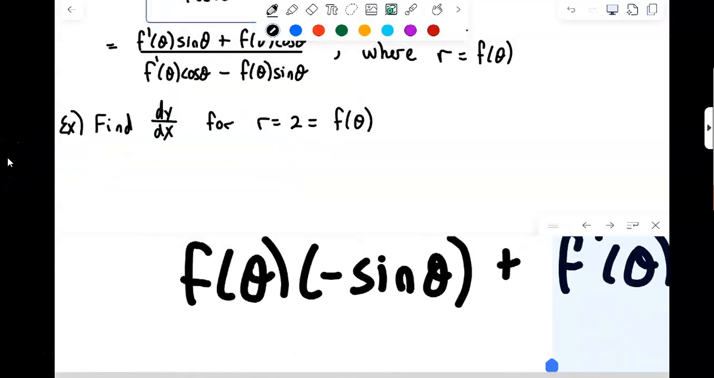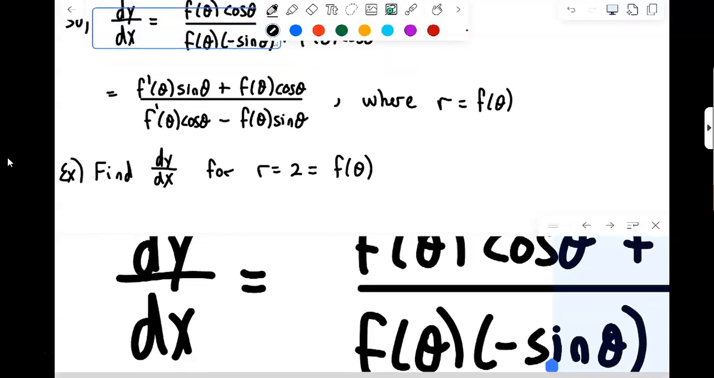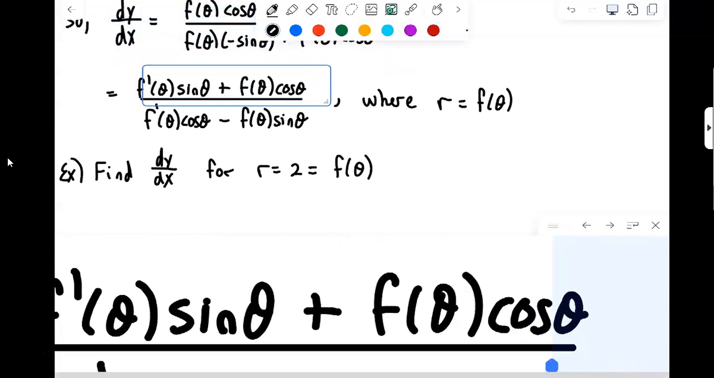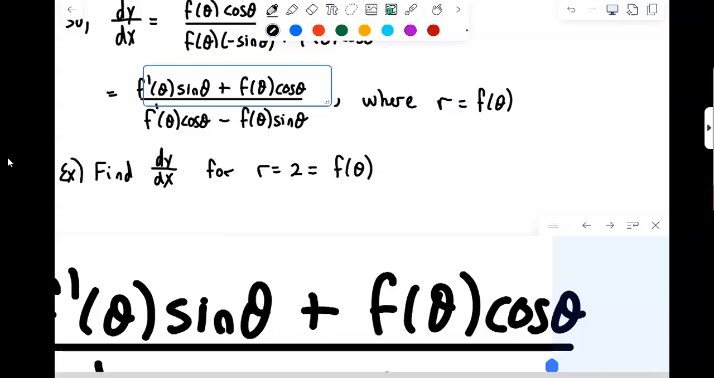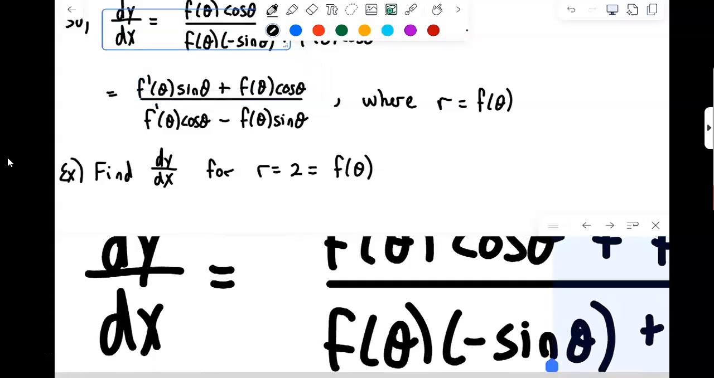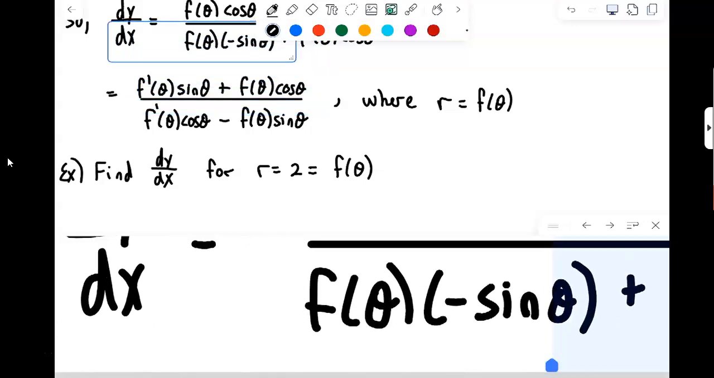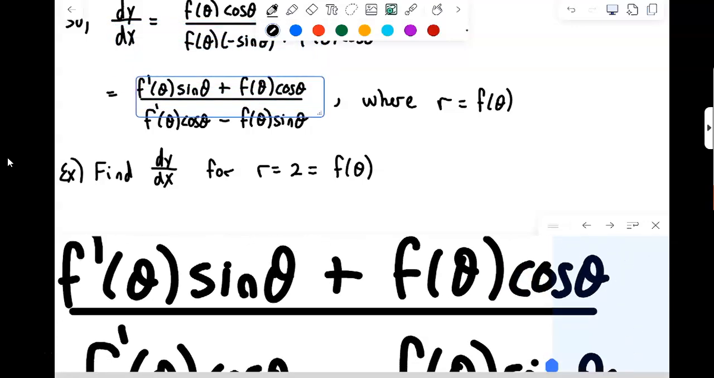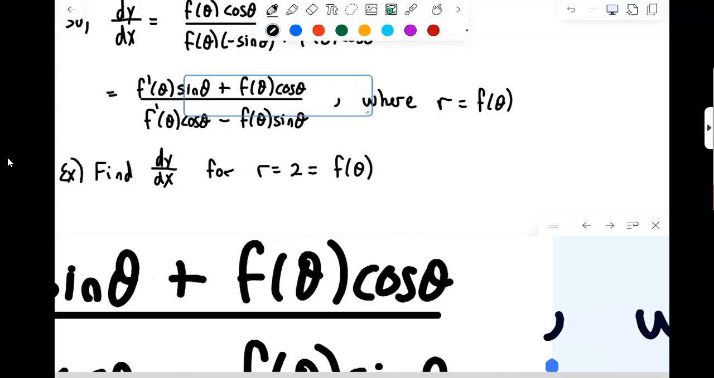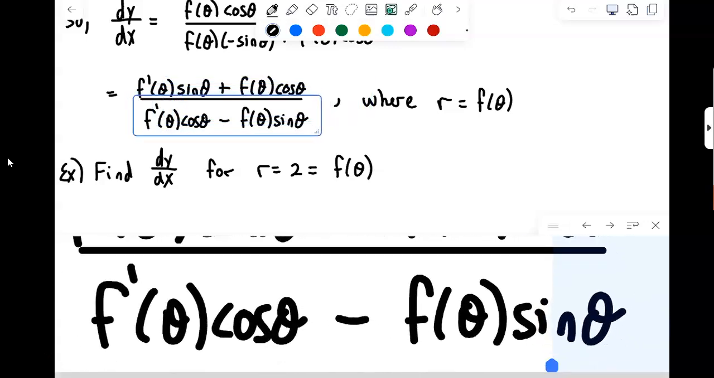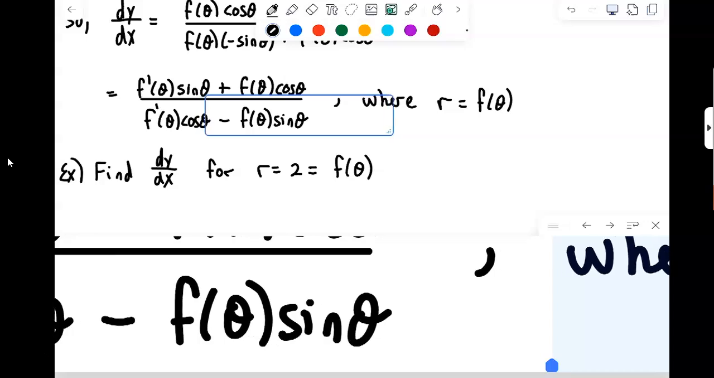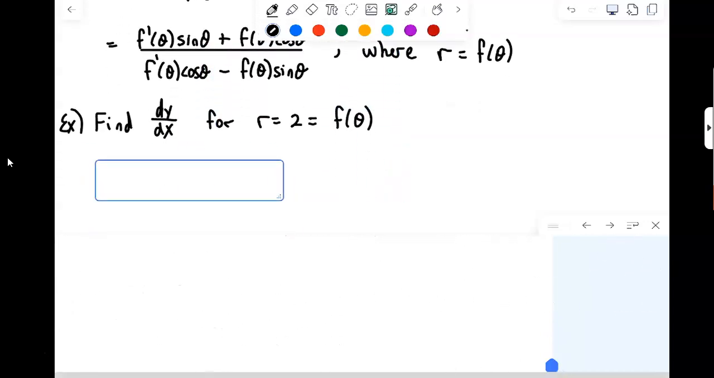So we've derived now our formula for the derivative, the slope of the tangent line at the point (r, theta) in polar coordinates. Again, remember the idea is that the slope of the tangent line, the derivative, will be f prime theta sine theta plus f theta cosine theta over f prime theta cosine theta minus f theta sine theta.